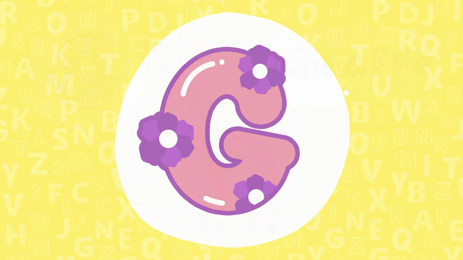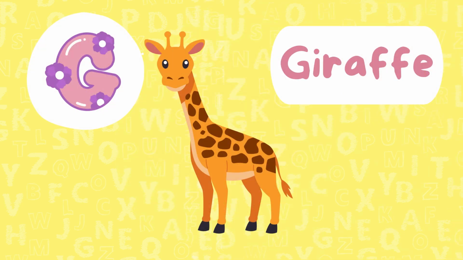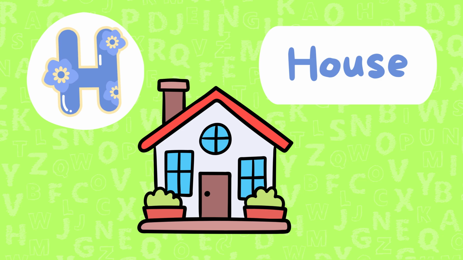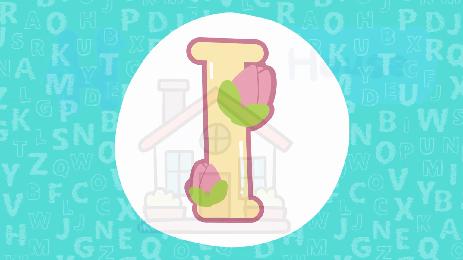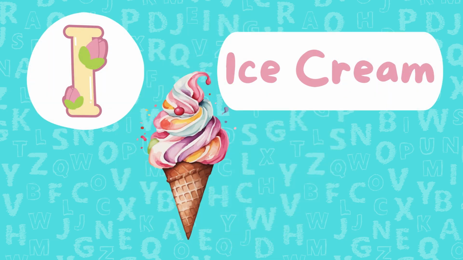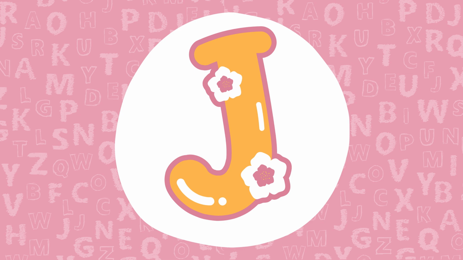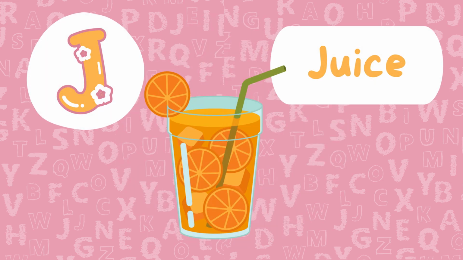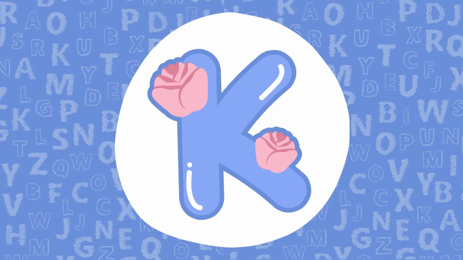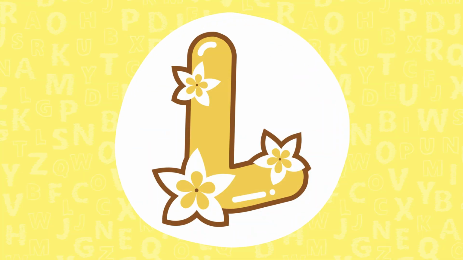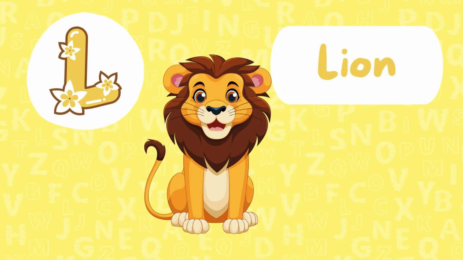G. G is for giraffe. H. H is for house. I. I is for ice cream. J. J is for juice. K. K is for kite. L. L is for lion.